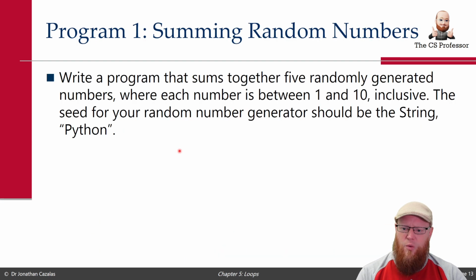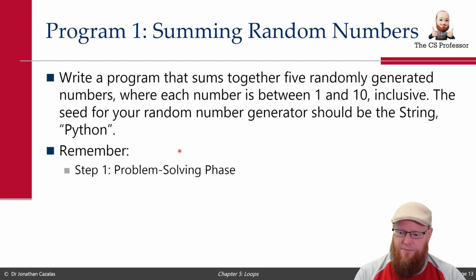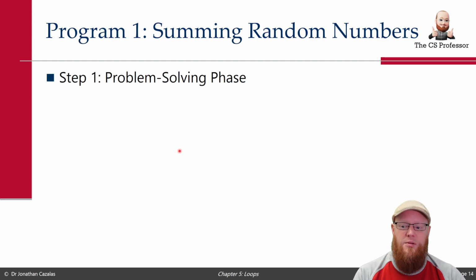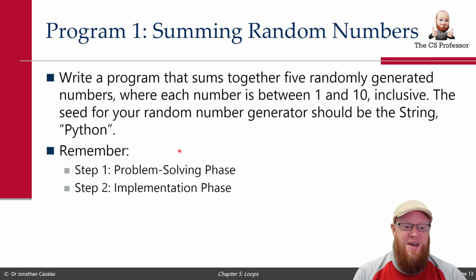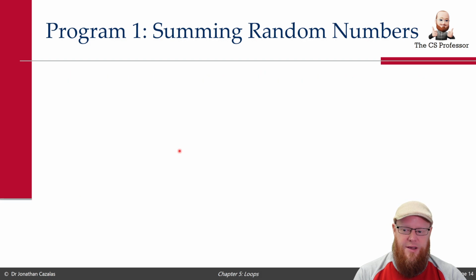Okay, here we go. Write a program that sums together 5 randomly generated numbers where each number is between 1 and 10 inclusive. The seed for your random number generator should be the string Python. So let's go right to the problem solving phase here. We want to do what? Sum together 5 randomly generated numbers. Each number should be between 1 and 10.